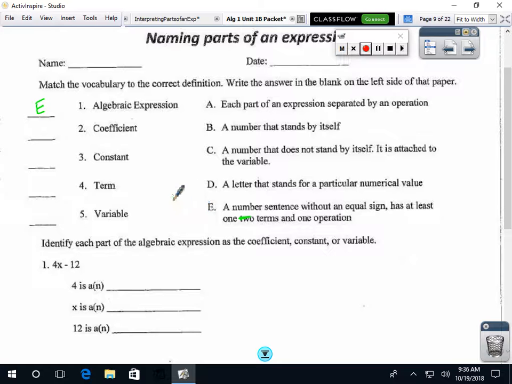All right, number 2, coefficient. What is the definition for it? C is correct. A number that does not stand by itself, it is the number attached to the variable. Number 3, constant. B, the number that's alone, the one that doesn't have a variable. Number 4, term. A is correct. Each part of an expression separated by an operation is a term. And then number 5, variable. D, a letter that stands for a particular numerical value.